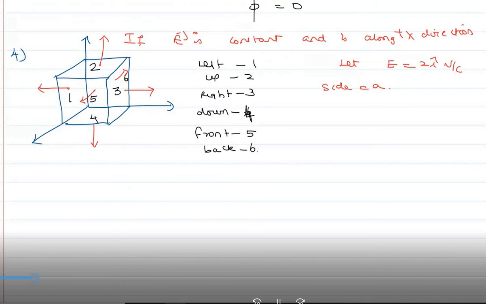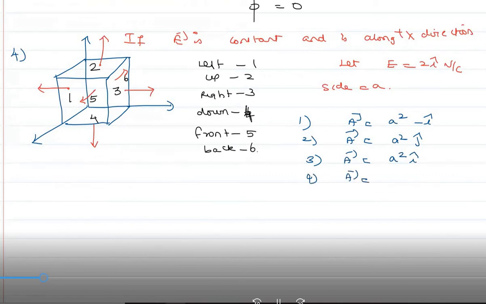And where is the electric field vector? See, all these things I will write. First face, everything. So for 1, what is the area vector? It is a square only, because it is a cube of side a. Magnitude will always remain a square. What is the direction of the area vector for 1? It is minus i. For the second one, the area vector is a square, but it is upward, so positive j. For the third one, a square, positive i. The fourth one will be a square, minus j.